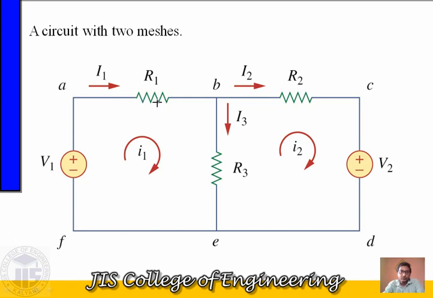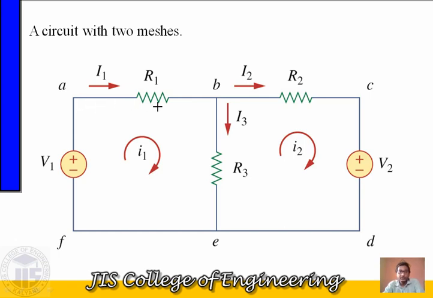So first of all, for this particular circuit we can consider A, B, E, F as a closed path, as a loop, as a mesh. Similarly, another mesh can be considered, that is B, C, D, E, B. So we can find two meshes, and we will consider meshes until all the elements are covered.